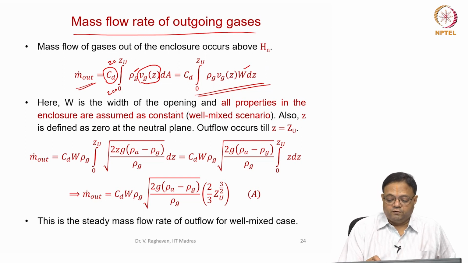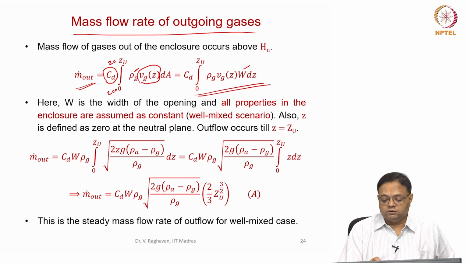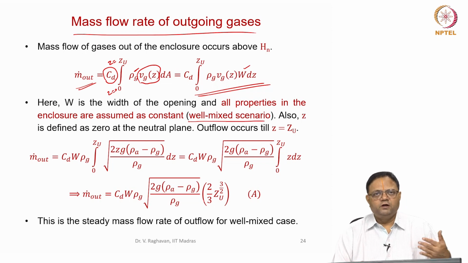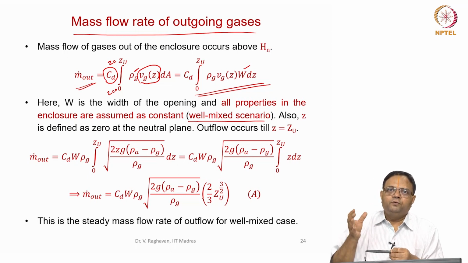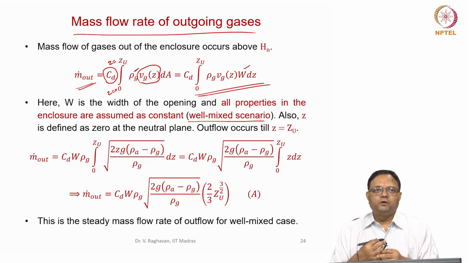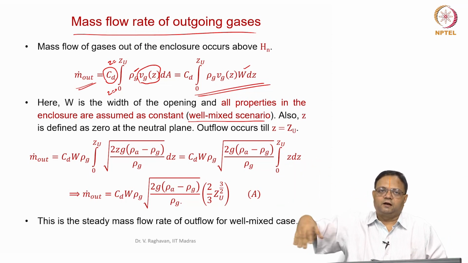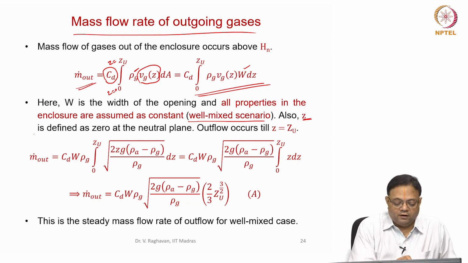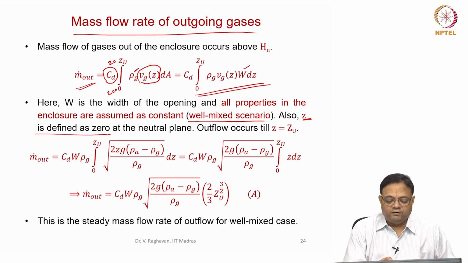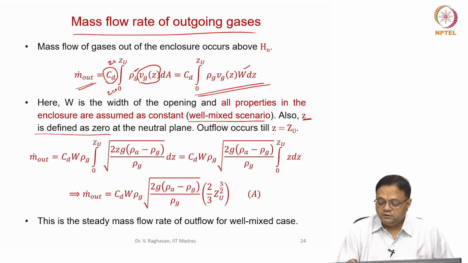So here W is the width of the opening and all of the properties of the enclosure are assumed to be constant. So that means rho g, T g, etc. are constant. So that's called well mixed scenario. That is enough. Okay, anyway, because of the eddies, etc., in the smoke layer, there will be a lot of convective mixing. So there is nothing wrong in taking a well mixed scenario for the gases inside. Similarly, when it goes to atmosphere also, soon it reaches the atmosphere conditions. So there is no problem. So as I told you earlier, the Z is defined as 0 at the neutral plane, and outflow occurs from Z equal to 0 to Z equal to Zu.